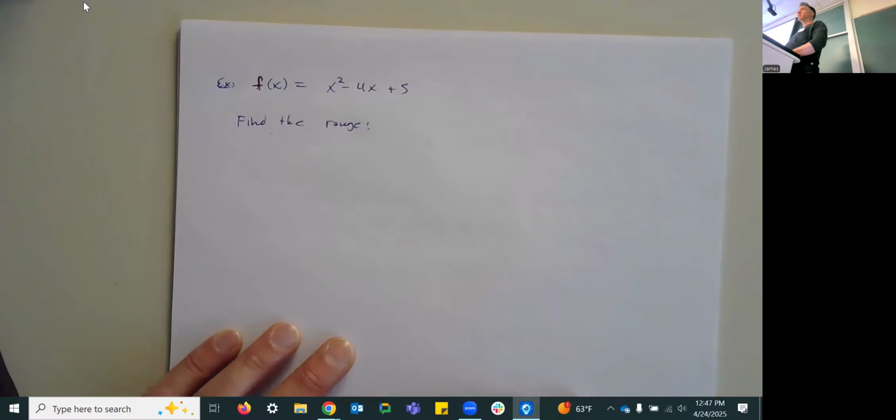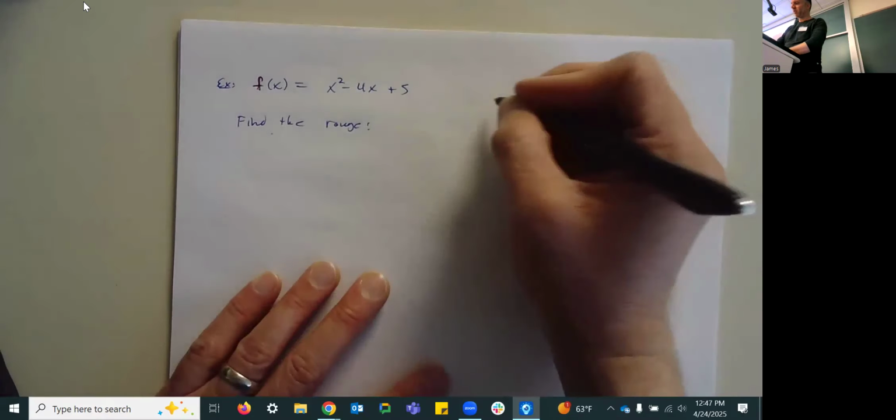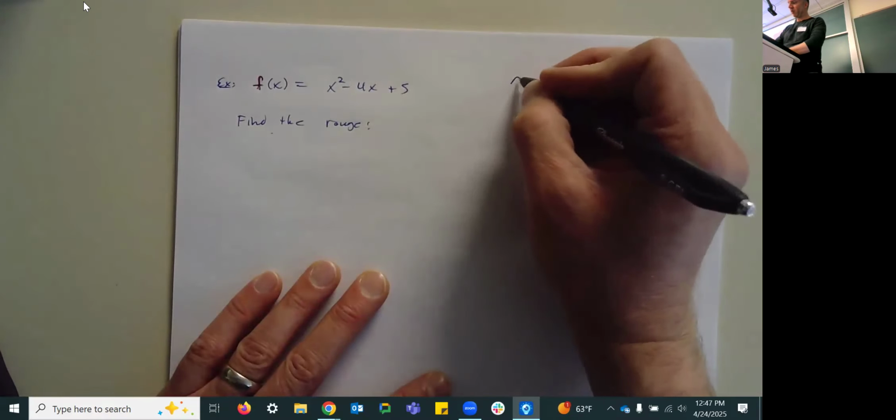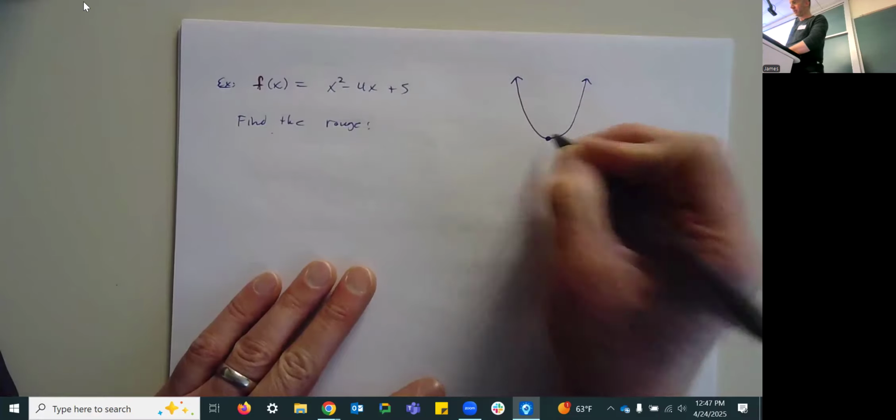This is a very specific example. What kind of graph does this function have? The parabola. And we know a parabola either has a bottom if it opens upwards or a top if it opens downwards. If we can find the vertex of this parabola, we can find one of the boundaries of the range. I don't know what it looks like exactly, but I definitely know it opens upwards. I'd like to find its vertex.